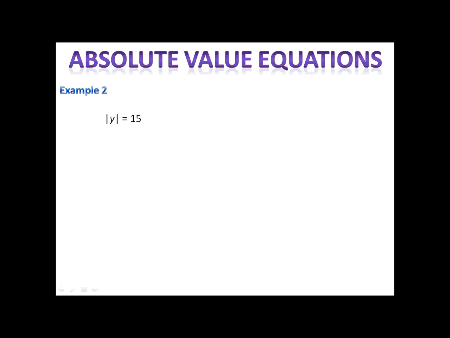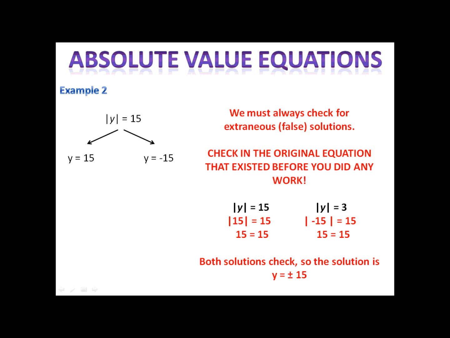We have the absolute value of y equals 15. The absolute value is by itself on one side, so we drop the absolute value sign and we have y equals 15, y equals negative 15. Remember, we go through and we have to check to make sure that our solution works. I do that by plugging my solutions into the original equation that was given to us before we did any work at all. We plug in 15 and we end up with 15 equals 15. That works. We plug in negative 15, we end up with 15 equals 15. That also works. And so my solution is plus or minus 15.